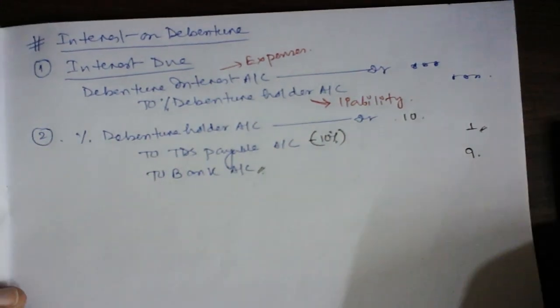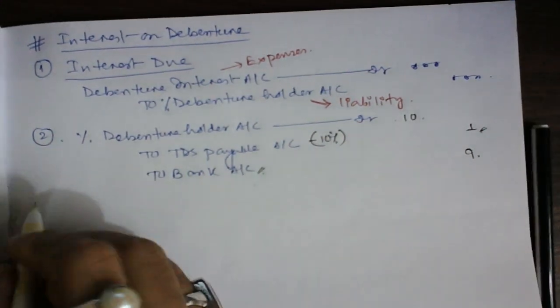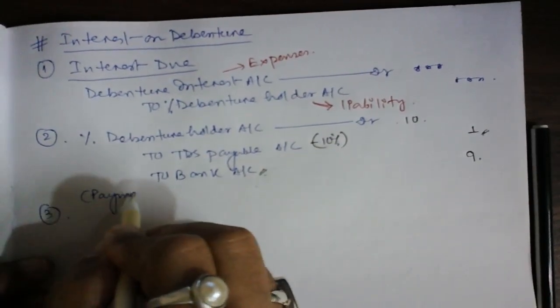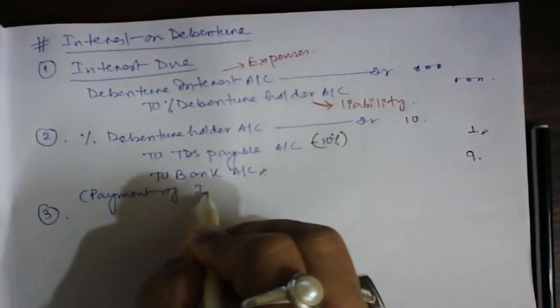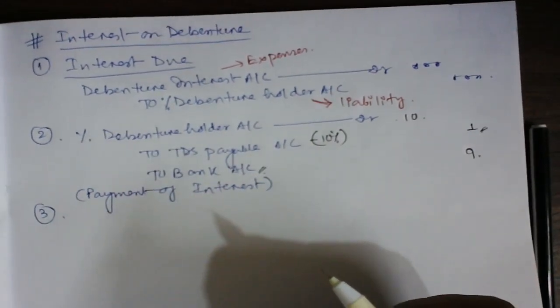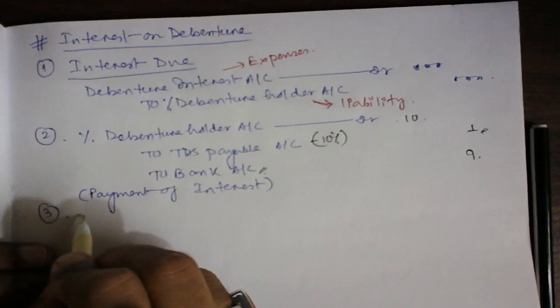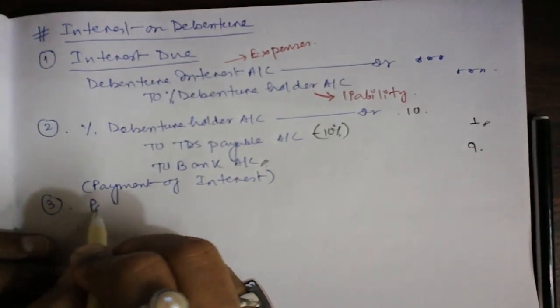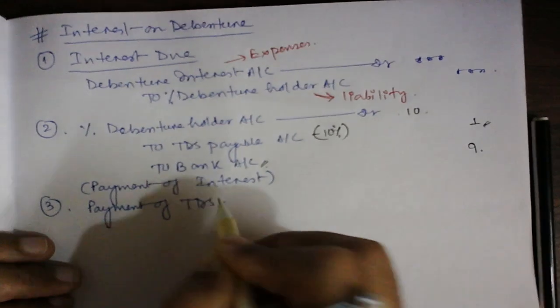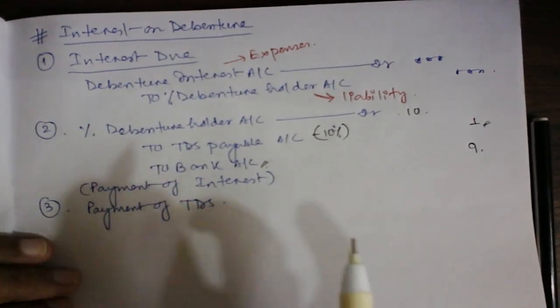So the third entry will be, this entry is nothing but the payment of interest. Okay, this is nothing but the payment of interest. Now payment of TDS, whose full form is tax deducted at source.